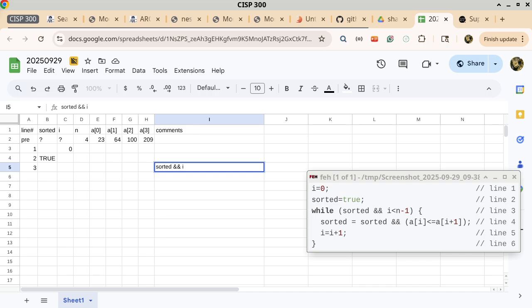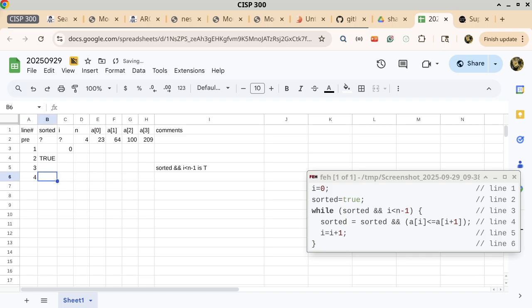I has a value of 0. We're comparing that to n minus 1. N is 4. 4 minus 1 is a 3. So the question is really asking, is 0 less than 3? Okay. So because it is true and true, the whole thing is true. All right. So now we go to line 4.